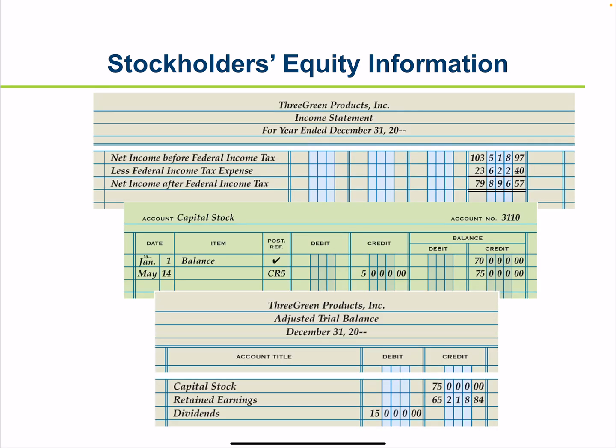Information needed to prepare it comes from several sources. The current year's income summarizes the changes in retained earnings from the operation of the business, so we will use this information here. The beginning balance of capital stock we will be using from our general ledger. And then the current balances of all our other capital stock information comes from our adjusted trial balance.